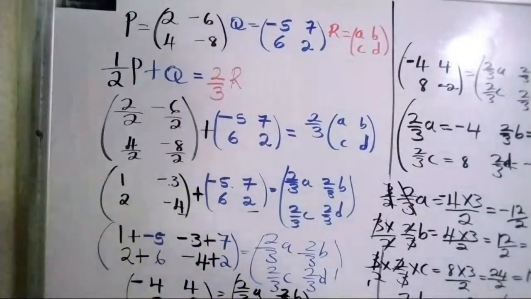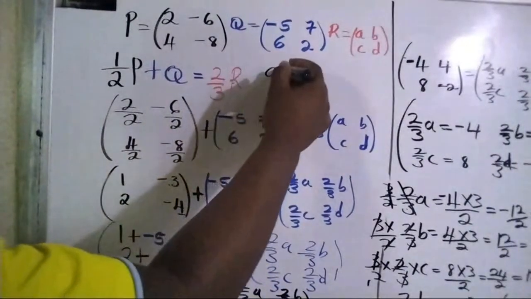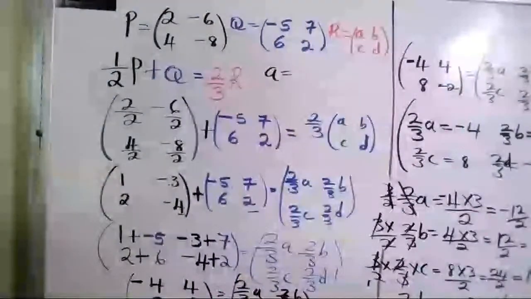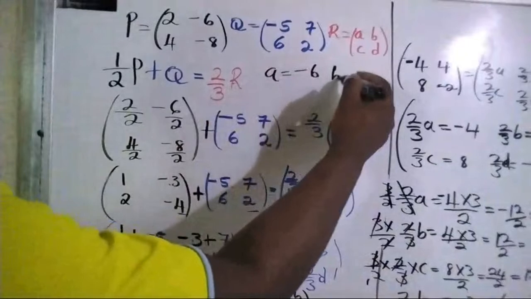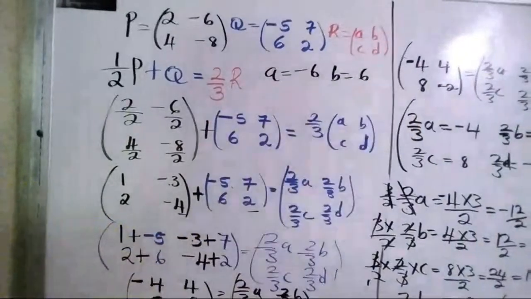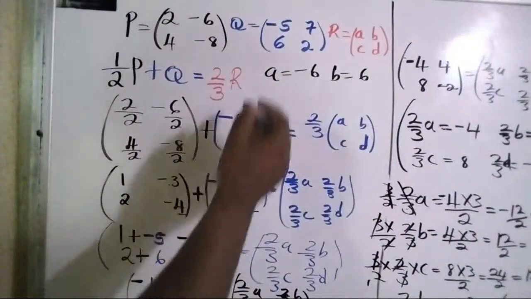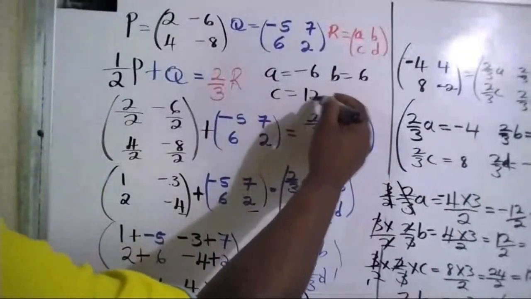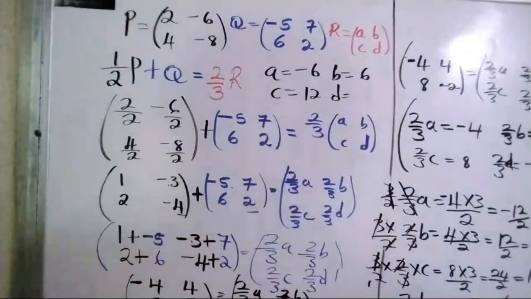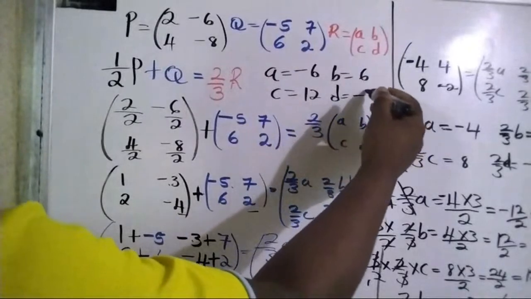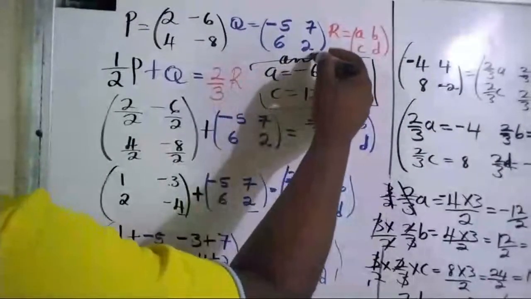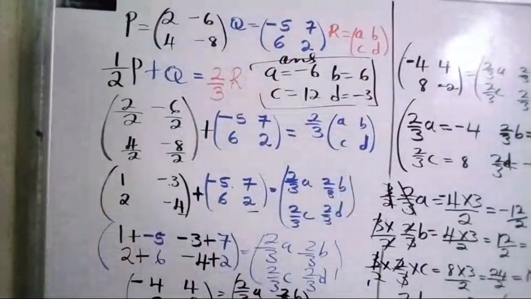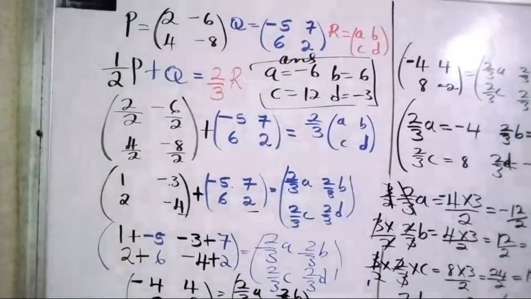So these will be our answers. A is equal to negative 6. B is equal to positive 6. C is equal to 12. And D is equal to negative 3. And this would be our answer and get you 4 marks. Alright? Hope you guys get the whole concept of it.